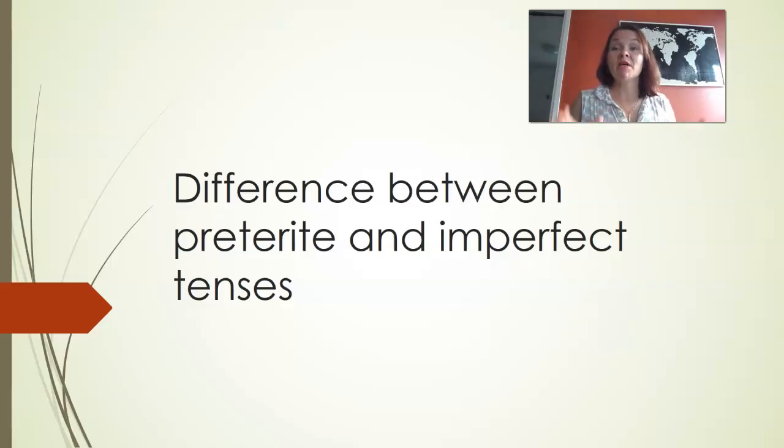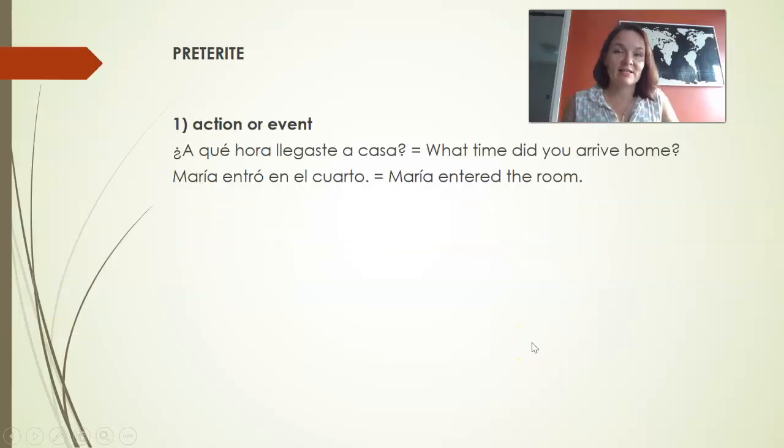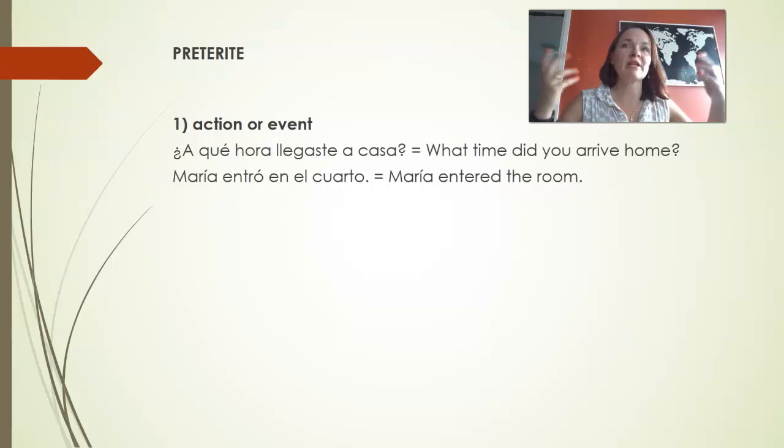Okay, let's learn the difference between preterite and imperfect tenses in Spanish. Okay, let's go. There are three basic rules for preterite. Of course you can have more rules, more theory, more explanation, but with these three rules for preterite and two rules for imperfect, you are going to go a long way. These rules work well, I think so.